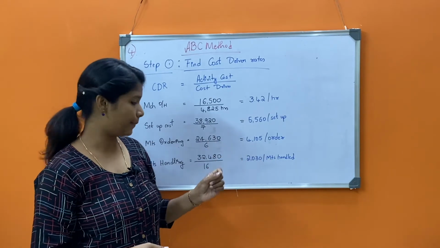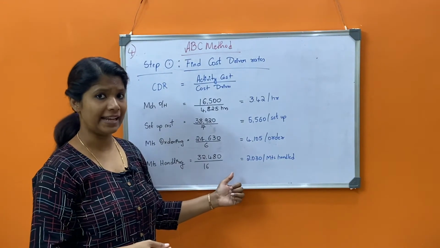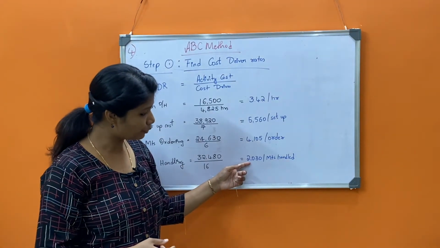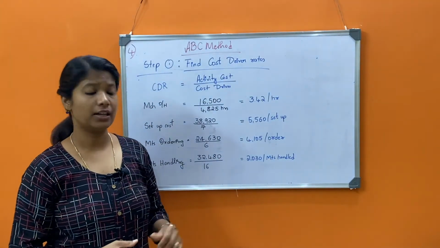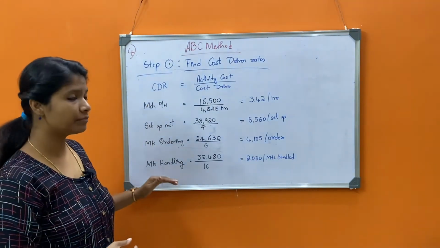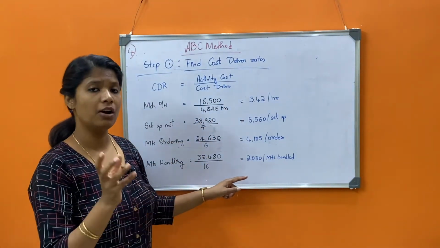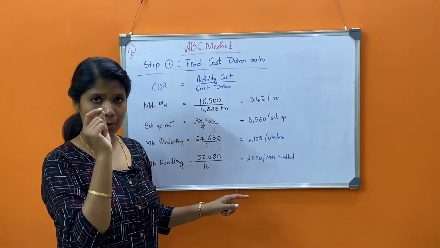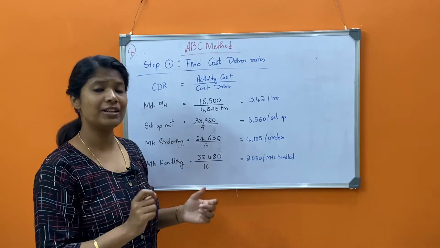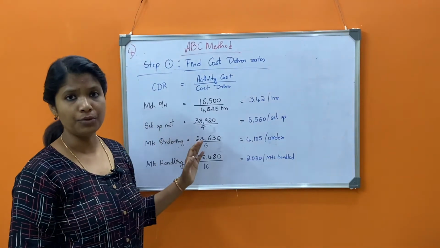4,105 every order. Last one, materials handling: 32,480 divided by 16 times the materials were handled. So it comes up to 2,030 rupees every time the materials are handled. So these are the four different activities and we found out the four different rates. That's the difference. For the traditional method there's just one rate that applies to everything, but under ABC we have individual activity rates that apply to activities.